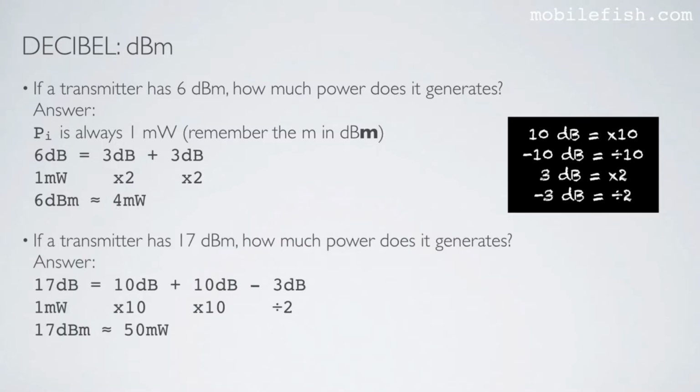Another example. If a transmitter has 17 dBm, how much power does it generate? The answer is we start with 17 dB, which can be written as 10 dB plus 10 dB minus 3 dB, which is equal to 17 dB. We start with 1 milliwatt. 10 dB means multiply by 10, and minus 3 dB means divide by 2. We start with 1 milliwatt. Multiply by 10 is 10 milliwatts. Multiply by 10 is 100 milliwatts. Divided by 2 is 50 milliwatts. So 17 dBm is approximately 50 milliwatts.